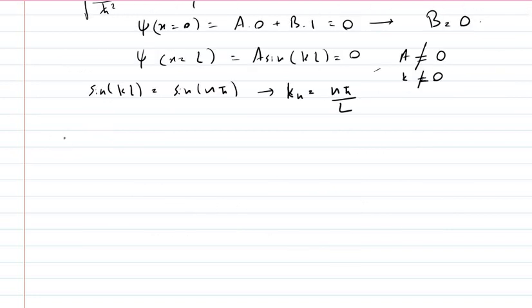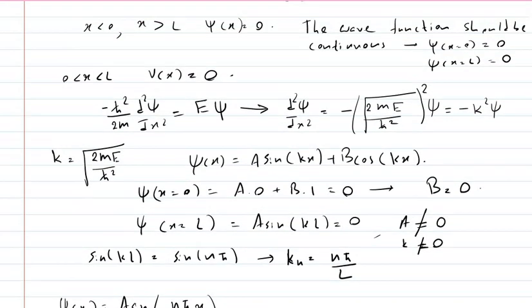Alright, our wave function will be A sine n pi over L times x, and here we have our solution for k. Using this, we can calculate energies.